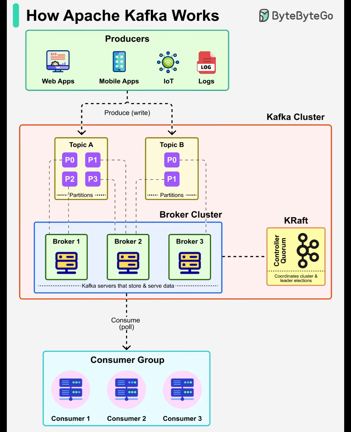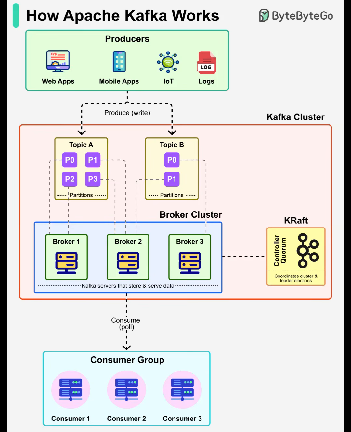Producers and topics. Producers, web apps, mobile apps, IoT devices, and log pipelines send records to topics. A topic is a named feed, like orders or clicks. Each topic is split into partitions, append-only logs that scale horizontally. A producer chooses a partition based on a key, a custom partitioner, or round-robin. The key guarantees order within that partition, critical for sequences like payments or inventory adjustments.